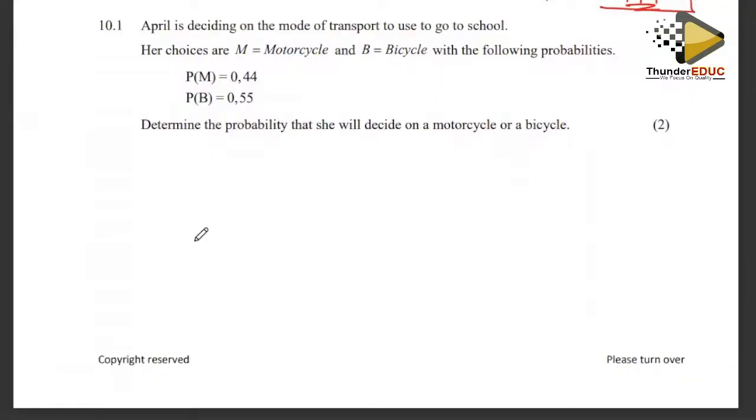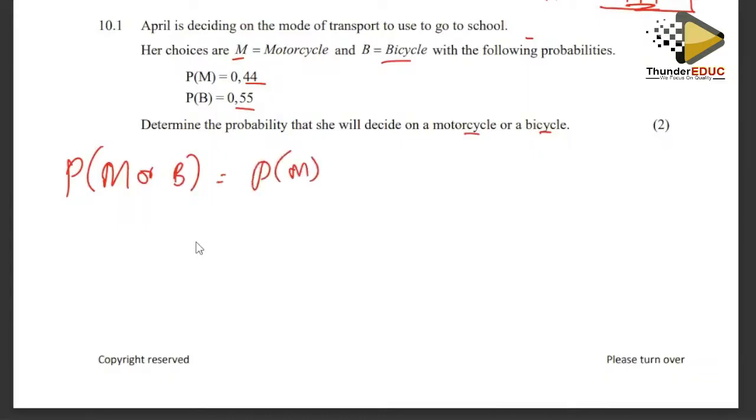10.1. They're telling us that April is deciding on the mode of transport used to go to school. Her choices are a motorcycle and a bicycle. So the probability of a motorcycle is that, the probability of a bicycle is that, and the probability that she will decide on a motorcycle or a bicycle. So probability of M or B is going to be probability of M plus the probability of B minus the probability of M and B. But is it possible to use both?